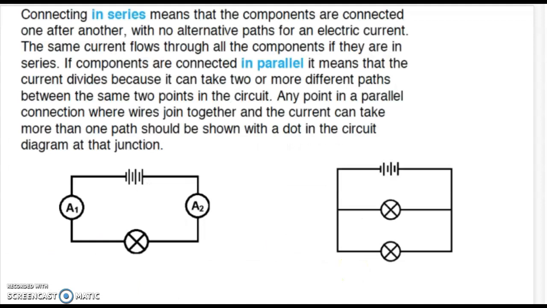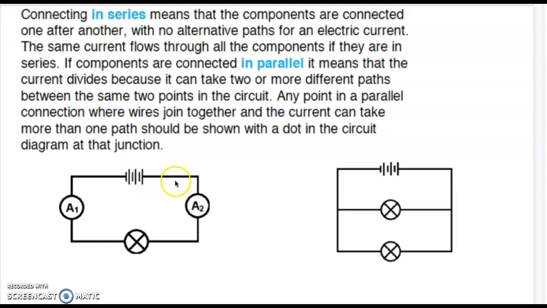Now, in order for a circuit to be complete and to work, it must have a power supply which is switched on, and it must have a complete path. So the current must have a complete path to flow around. It doesn't mean that the entire circuit has to be connected. As long as there is a loop that the current can flow in, then the circuit will work, even if it's just a part of it.